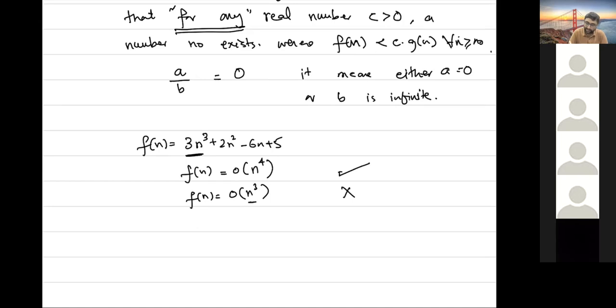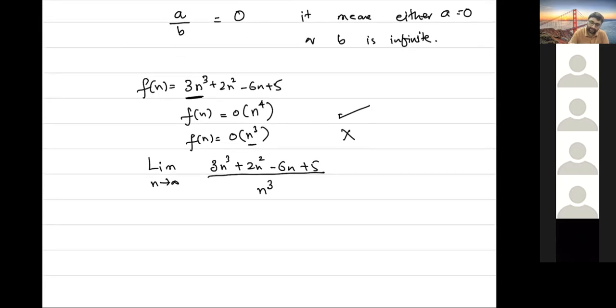Since f of n is cubic, which is 3n cubed plus 2n squared minus 6n plus 5, I can divide f of n by n to the power 3, and take the limit as n tends to infinity and see what we get. We know that this is not equal to zero. So let's divide: 3n cubed by n cubed, plus 2n squared by n cubed, minus 6n divided by n cubed, plus 5 over n cubed.